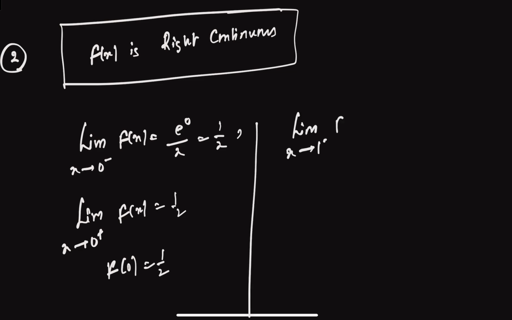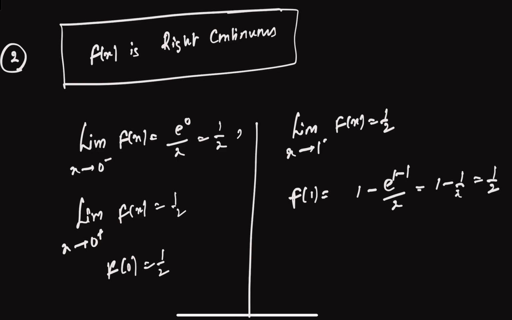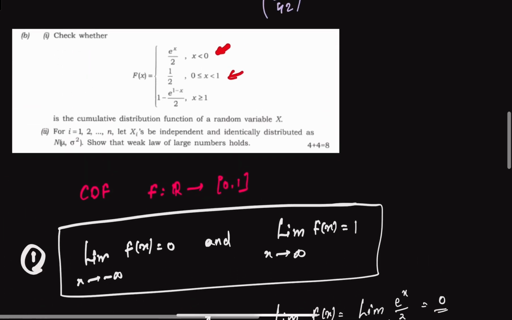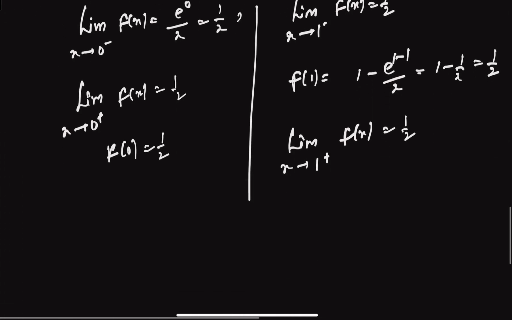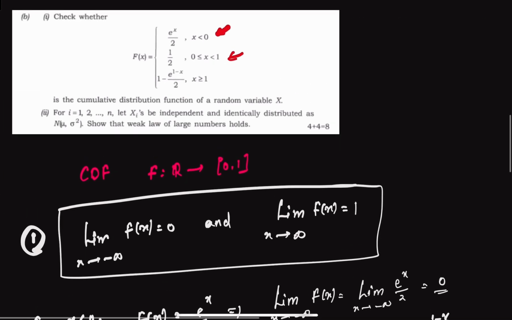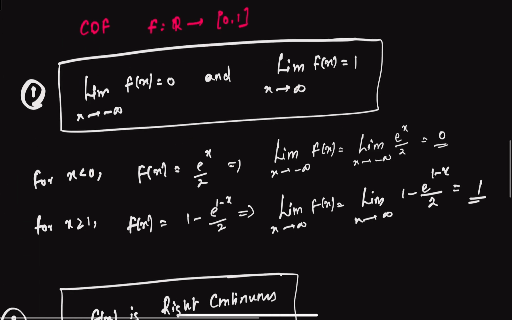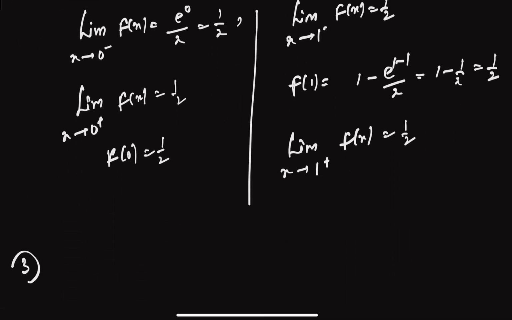In a similar way, the limit as x tends to 1 from the left of f of x is half. And f of 1 is 1 minus e to the power of (1 minus 1) by 2, which is 1 minus 1 by 2, which is 1 by 2. And the limit as x tends to 1 from the right of f of x is anyway 1 by 2. So f is right continuous. In particular, it is right continuous at 0 and 1, and everywhere else by the formula. And the third property that it should satisfy is that f is non-decreasing.